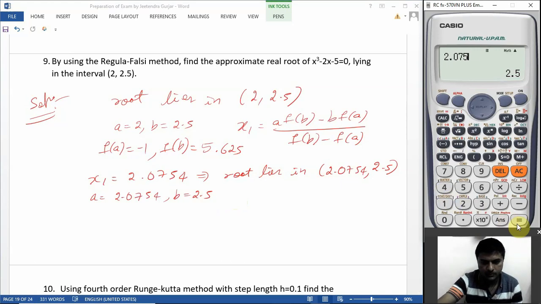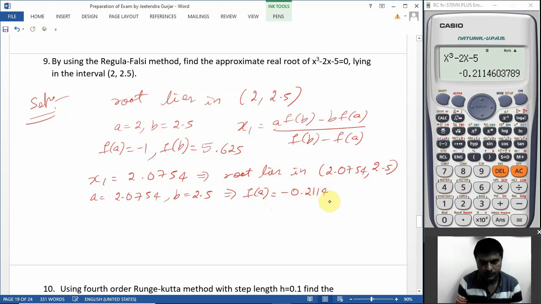Next problem: using fourth order RK method with step. Here we can see the step they have given, h is equal to 0.1. Find the approximate solution at x is equal to 1.2 for the initial value problem y dash is equal to x into y, y of 1 is equal to 2.